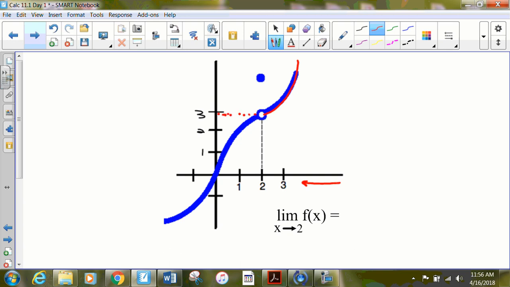You guys see that? So from the right, as x is getting smaller and smaller and approaching 2, the height of the graph is approaching 3. And so then when we come from the left, we see that as we're approaching 2 from the left, our graph is getting taller and taller, right? As x is moving closer and closer to 2, the corresponding y for all those x's is getting taller and taller, and it's also approaching 3. So the limit of this function as x approaches 2 is 3.